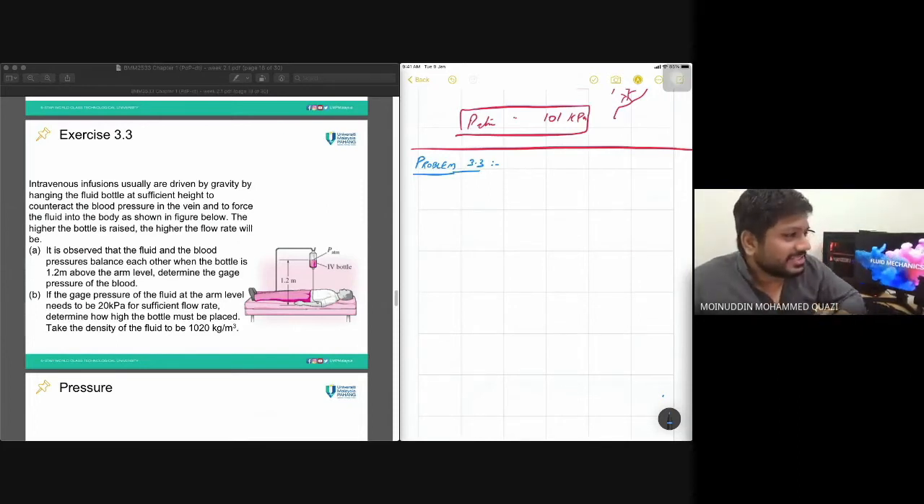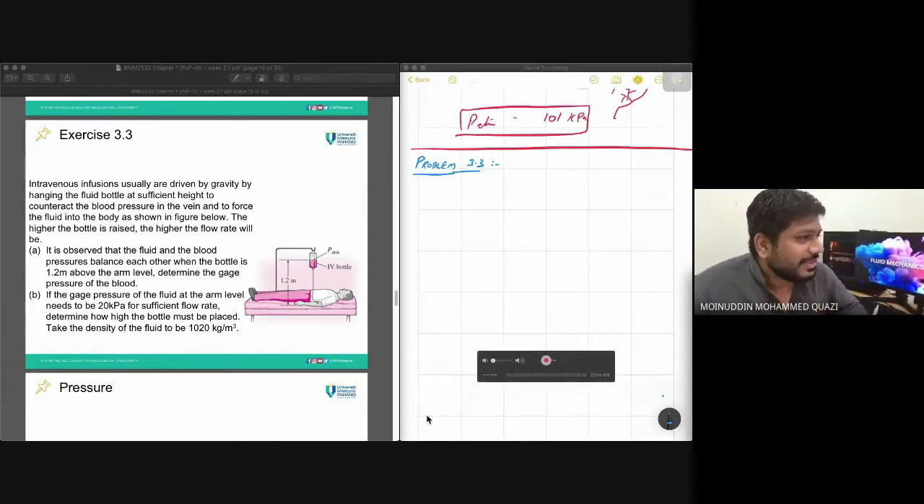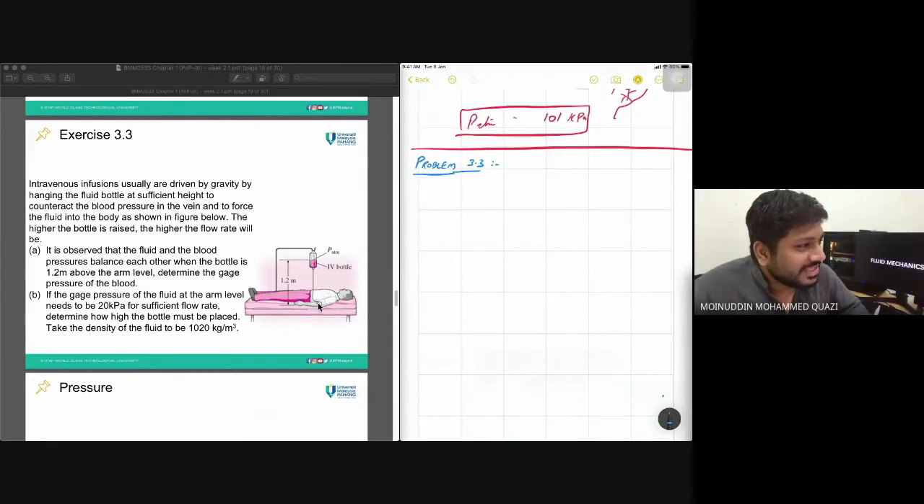So this guy has got an accident and he is lying down. On his hand we have this intravenous drip, and the tube is going into his hand. This bottle is called the IV, intravenous bottle, and this infusion is called intravenous infusion. Intravenous infusions usually are driven by gravity. So the fluid is driven into this man with the help of gravity by hanging the fluid bottle at a sufficient height.